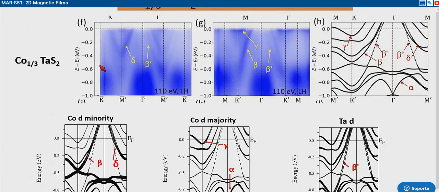So you can compare a bit further the ARPES data with your calculations, and you can see that these pockets here that are around K basically come from the cobalt D and tantalum D hybridized bands, and that these pockets around gamma, the circular ones that we saw in the Fermi surface, also come from tantalum D and cobalt D. So this additional band that we call beta prime is the one that is mainly tantalum D.